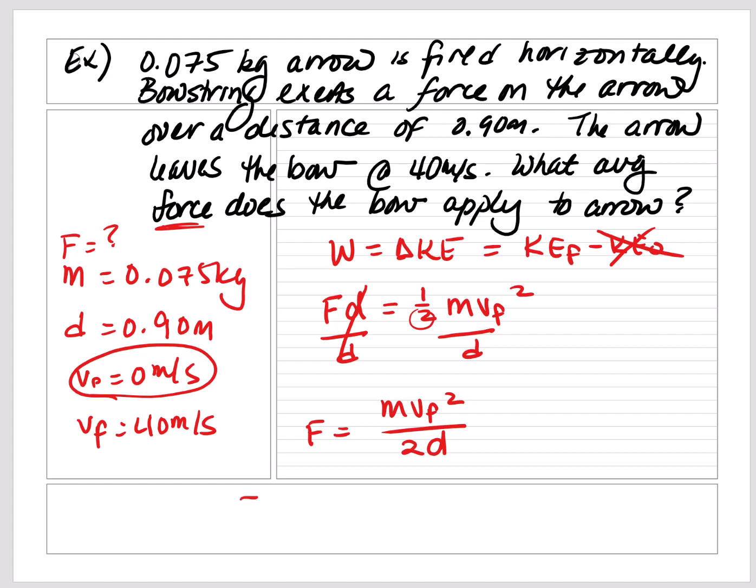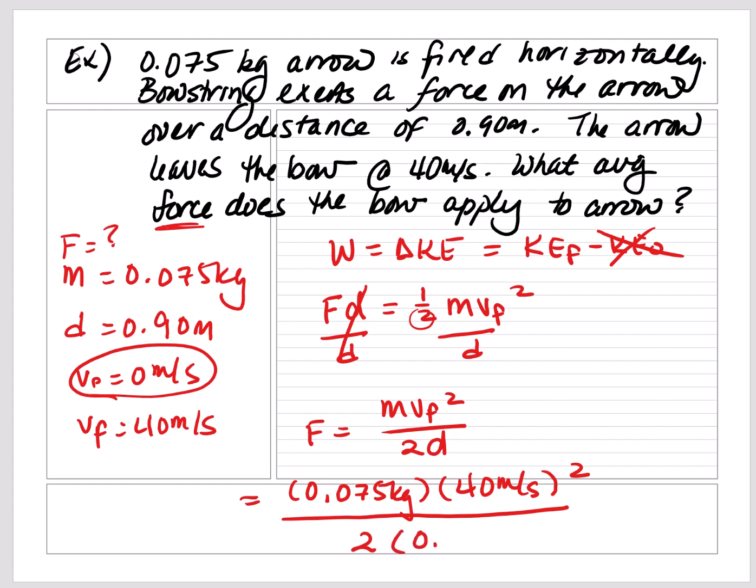So if I plug this in, this is 0.075 kilograms times 40 meters per second squared divided by 2 times the distance, which is 0.90 meters. Simplifying this becomes 66.67 newtons. Units of force is in newtons.